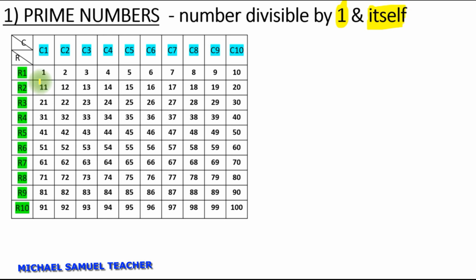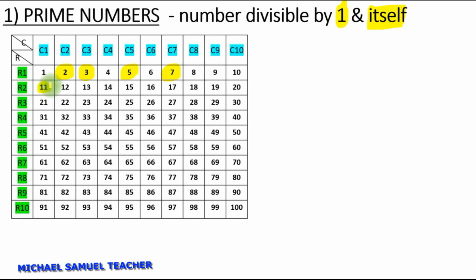Now, let us look at row number 1. So 1 is not a prime number, because at least it must have 2 factors, 1 and itself. So 2 is actually a prime number since it is 2 times itself. Also 3 is a prime number, 4 is not, 5 is a prime number. We also have 7 as a prime number, 8, 9, 10, those are not prime numbers.